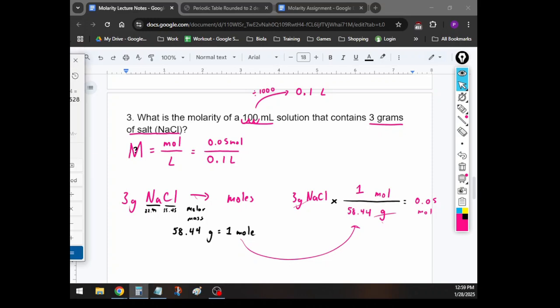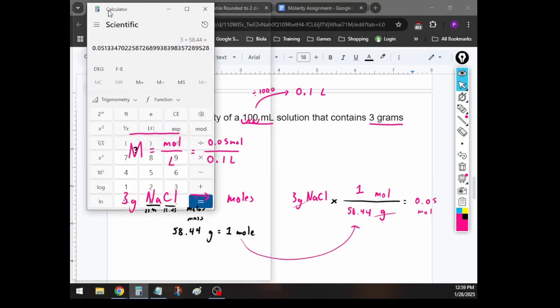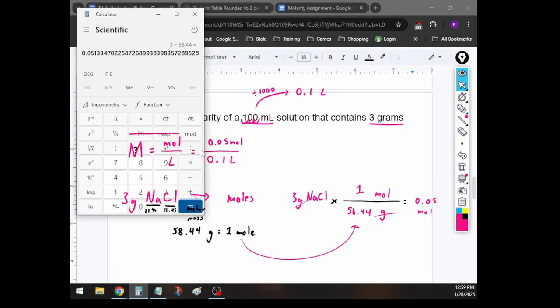All right, guys, let's finish the problem. So we have 0.05 divided by 0.1. So 0.05 divided by 0.1. Oops, sorry.